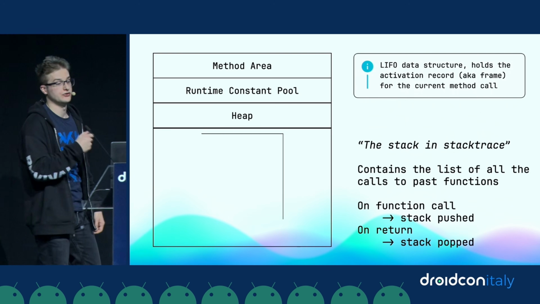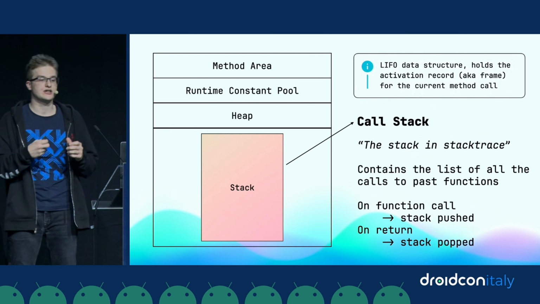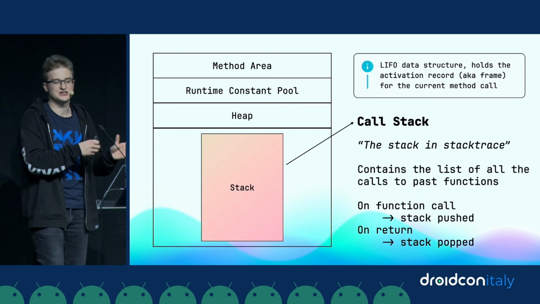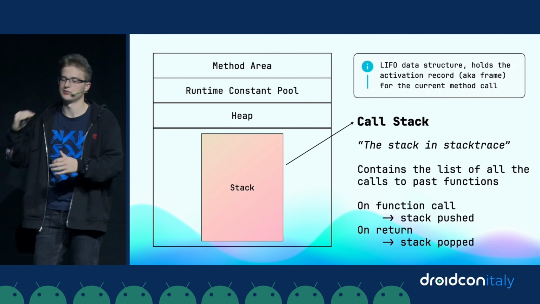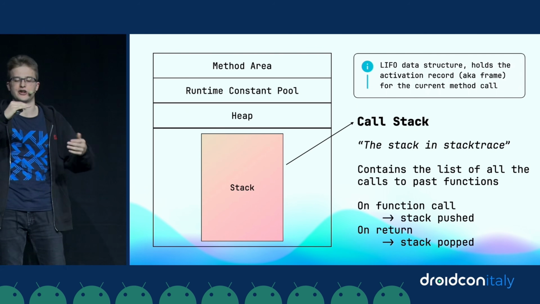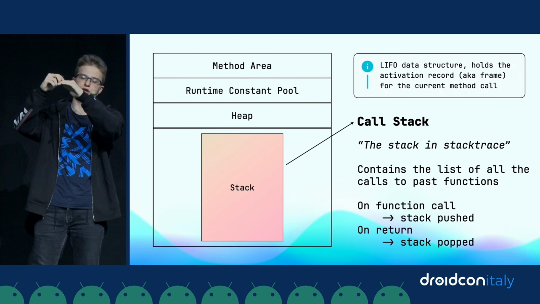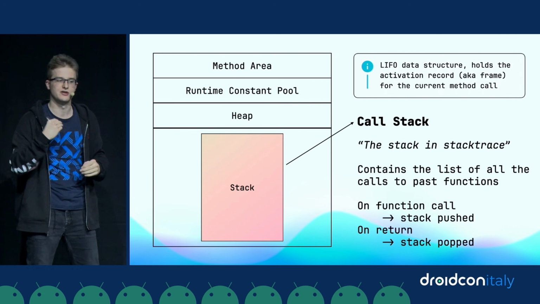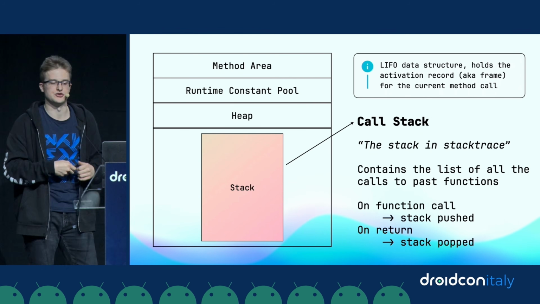Then we have the most important data structure that you have in the JVM, which is the stack. The stack actually is the stack in stack trace, and every function call that you make in a JVM program pushes a frame onto the stack with the arguments and all the local variables. And you keep pushing frames until, for example, a function returns, and then it pops a frame off the stack, and you go on with the execution.